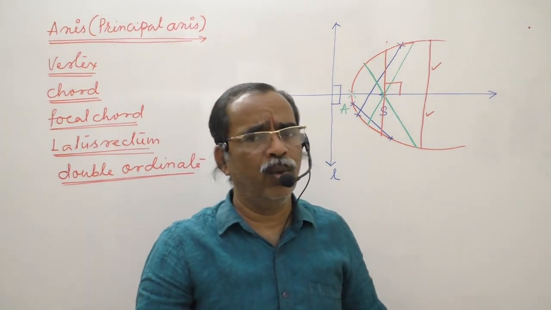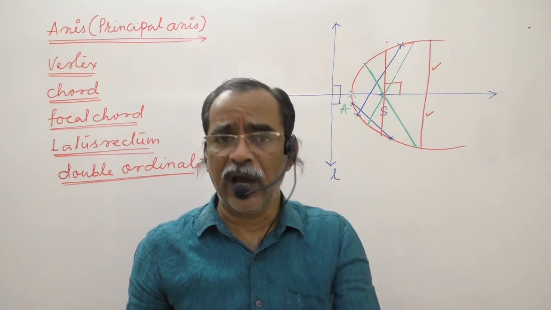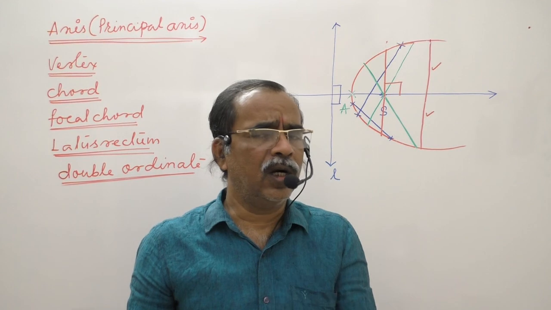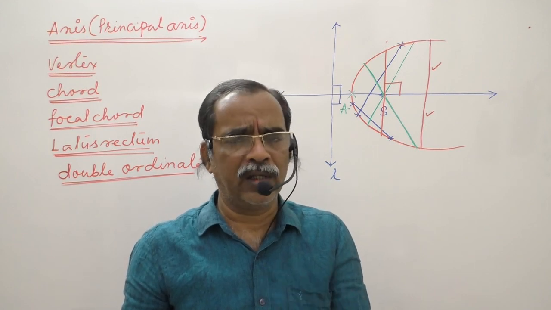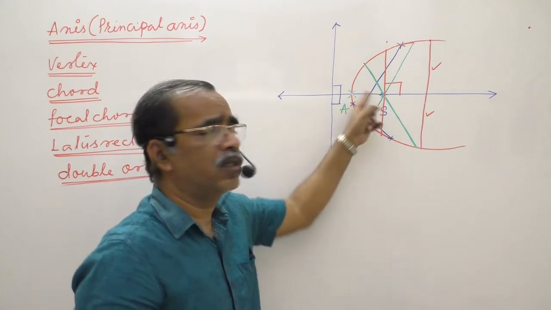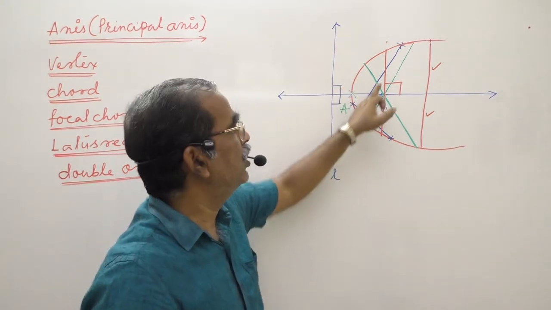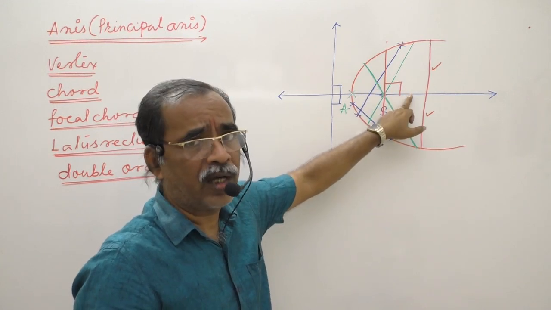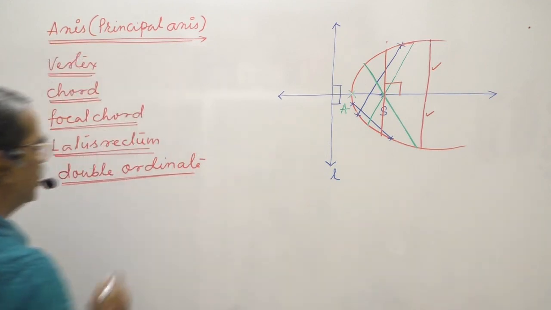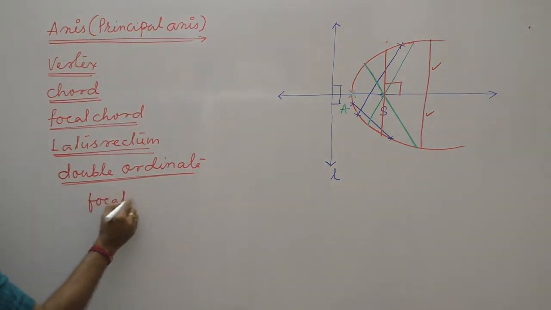What is a double ordinate? Any chord perpendicular to the axis is a double ordinate. What about the latus rectum? It is also a double ordinate. This is also perpendicular to the axis, no? It is also a double ordinate. So this is a double ordinate. Next, focal distance.